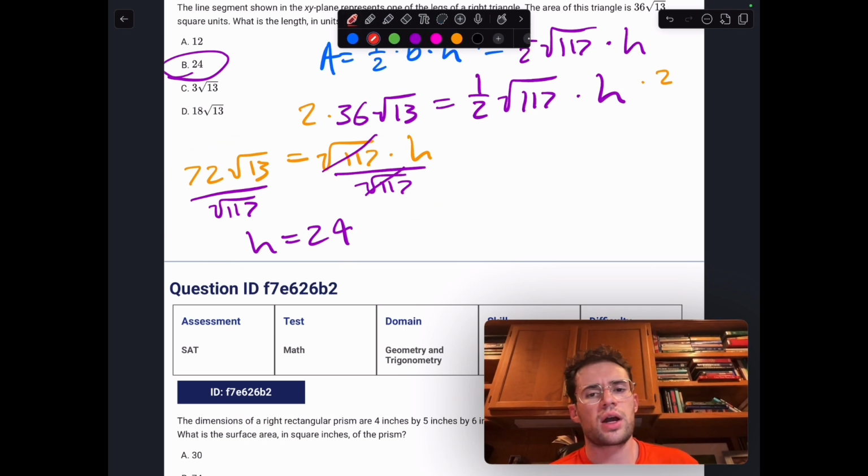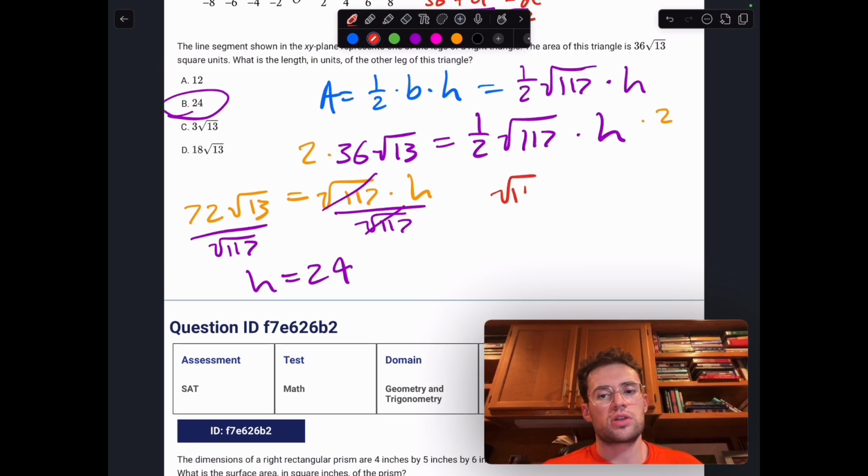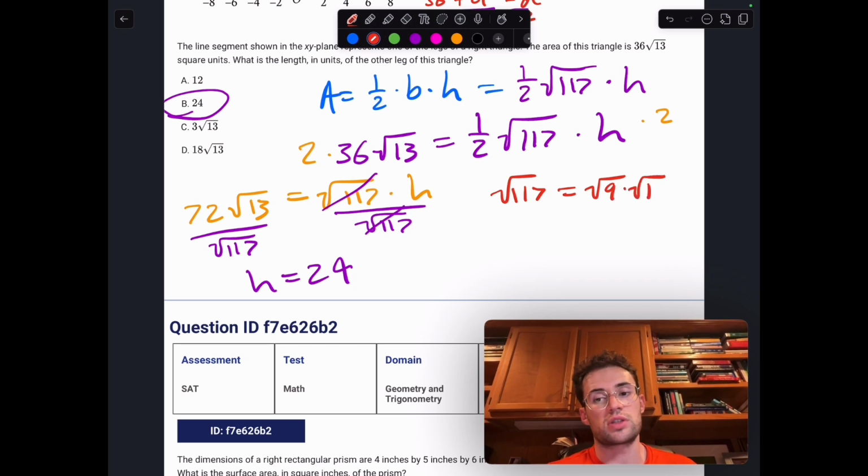But you could also figure out what is in the square root of 117. We know the final area has a square root of 13, and that could be coming from one of these, but if it was, then this one wouldn't have a radical. So 117 probably has 13 in it. So you do 117 divided by 13, which is 9. That means you could treat the square root of 117 as the square root of 9 times the square root of 13. And square root of 9 is 3, so that's 3 root 13.